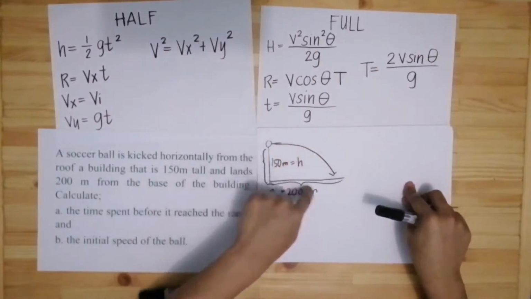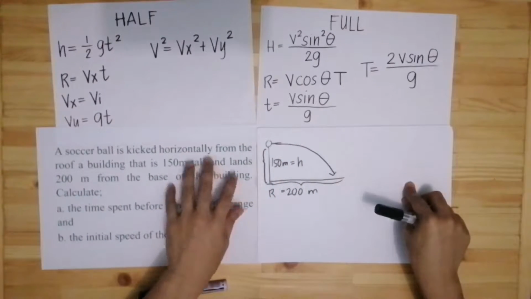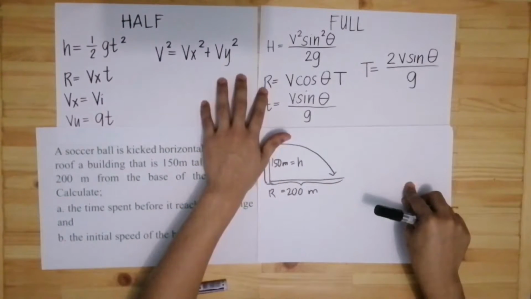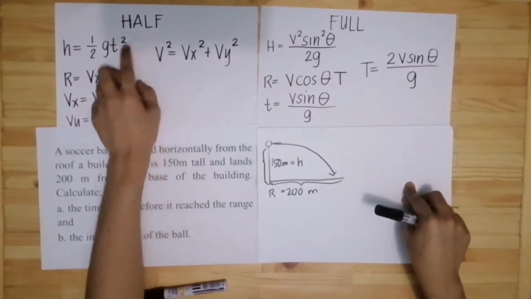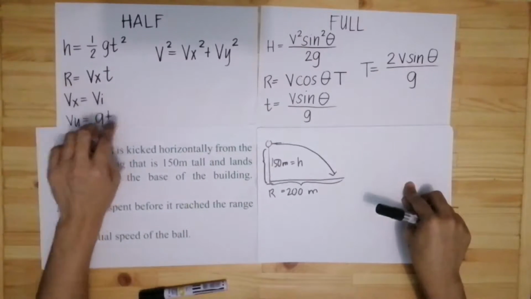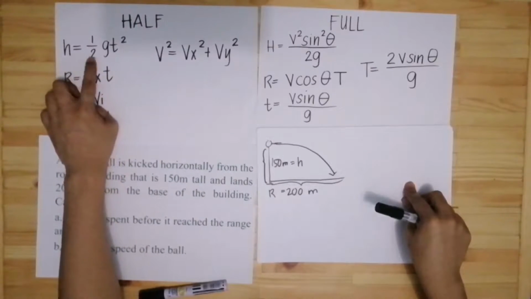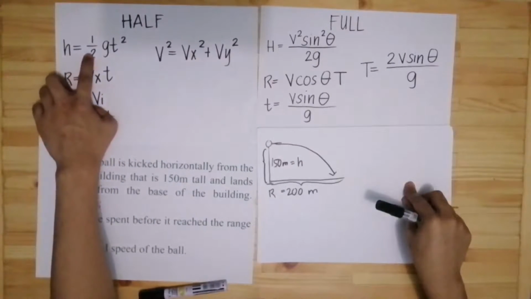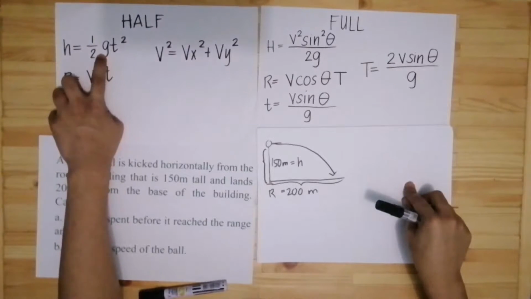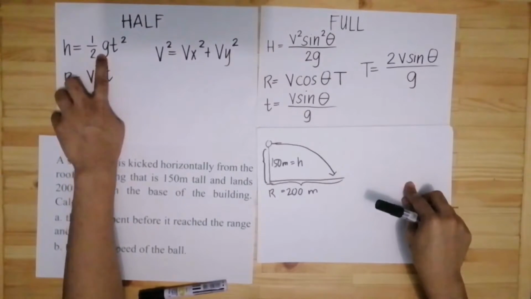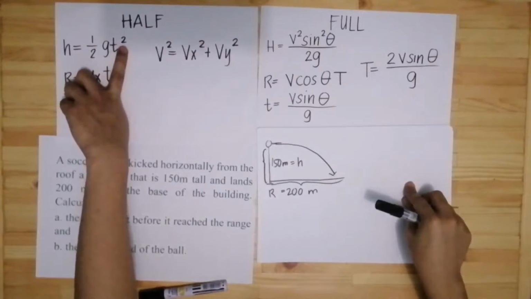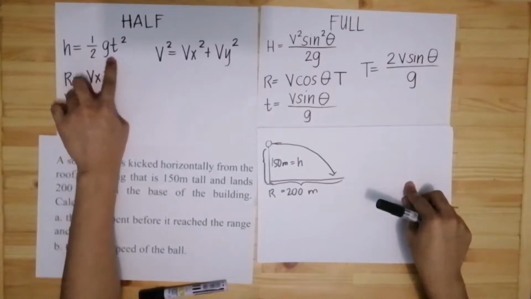So, kung ito yung diagram natin, ito yung representation ng problem, so we will be using the formula from the half. So, formula natin for the time here is this. Gagamit tayo ng itong formula na to. Height equals 1/2 of gravitational acceleration times t squared. So, yun gagawin natin kasi yun yung may time.